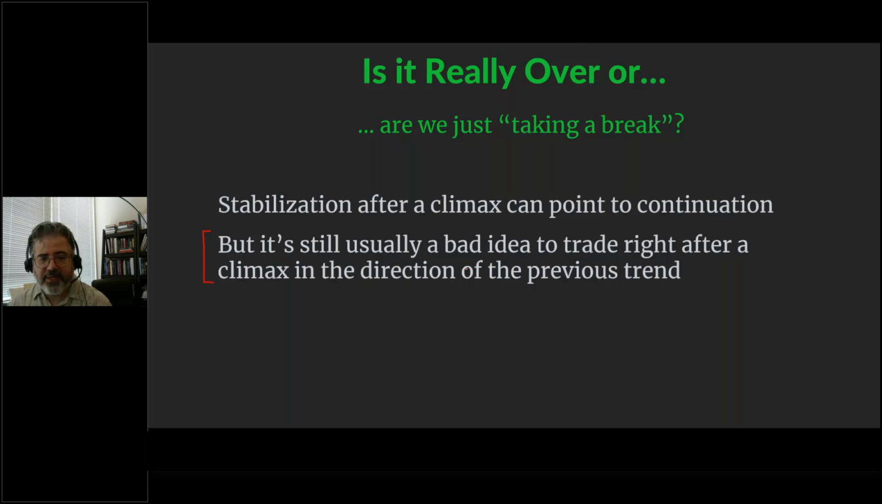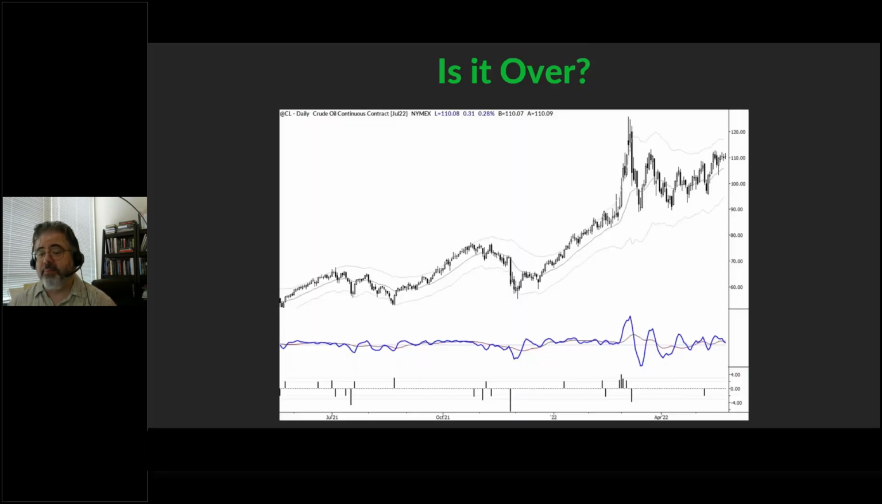When you see a climax, it's usually a very bad idea to trade right after a climax in the direction of the previous trend. You want to be super careful. But here's a current example of where you might be able to trade in the direction of a climax. This is crude oil as of yesterday's close. This is clearly climactic, right?